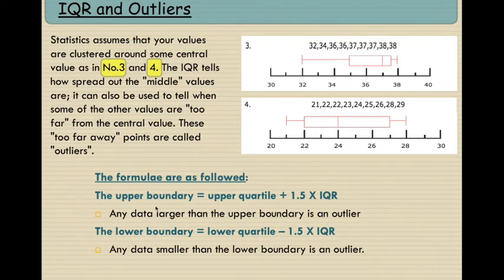Here is the formula for the upper boundaries, which is at that end of the box and whisker, which is equal to upper quartile plus 1.5 times the interquartile range. Any data bigger than this is an outlier. And for the lower boundaries, which is that end of the box and whisker, is equal to the lower quartile subtracted by 1.5 times the interquartile range. Any data smaller than this is an outlier.